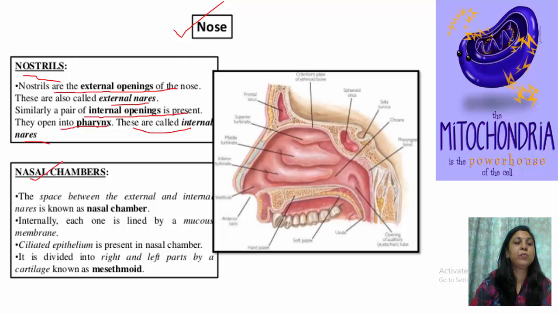Next is the nasal chamber. The space between the external and internal nares is known as the nasal chamber. Internally, each nasal chamber is lined by a mucous membrane. There is ciliated epithelium present in the nasal chamber, and it is divided into right and left parts by a cartilage known as the mesethmoid. Okay.